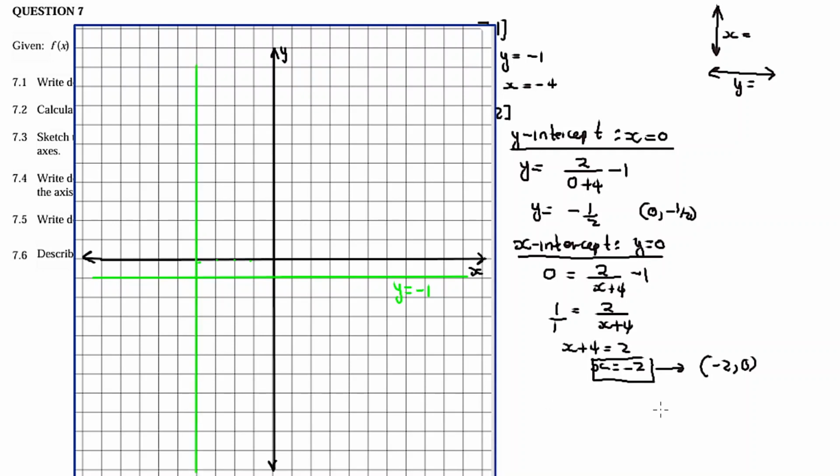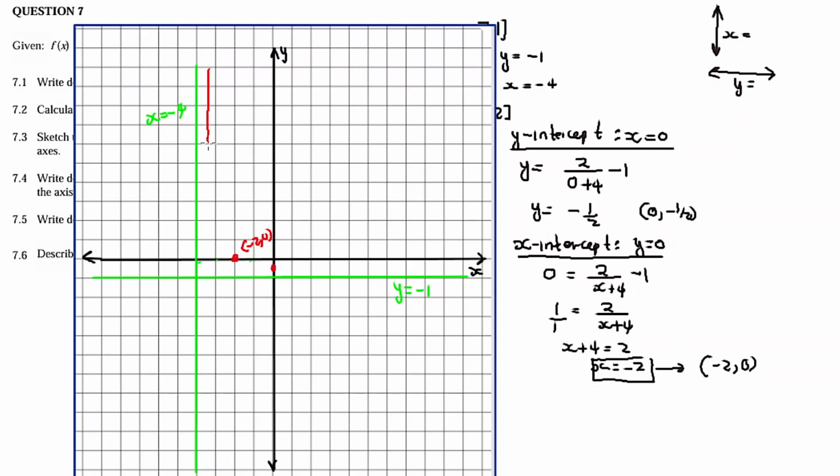Then we plot in red. But before plotting, let me write down the equation for this asymptote: x is equal to negative 4. Now plotting using red, our x-intercept is negative 2 and 0. Then we have 0 and minus half.